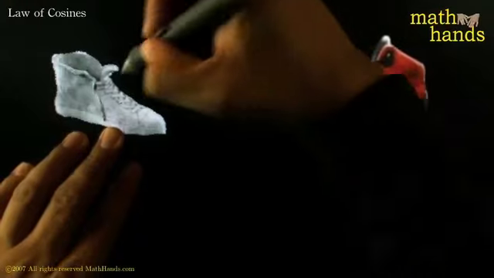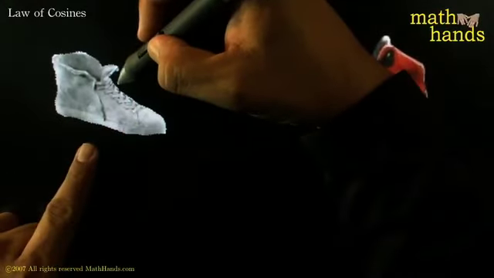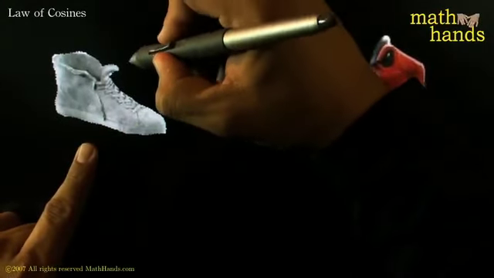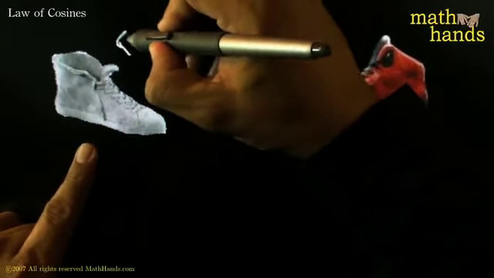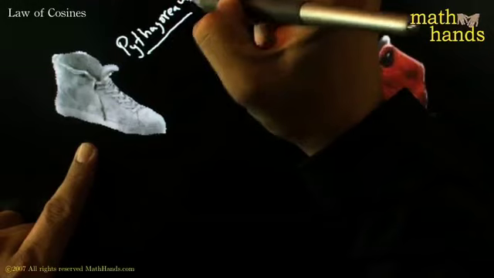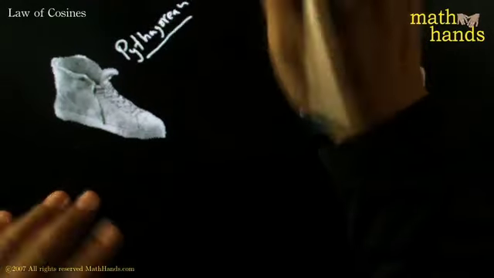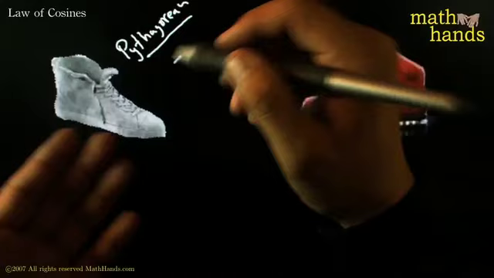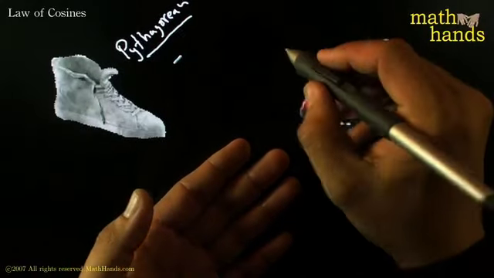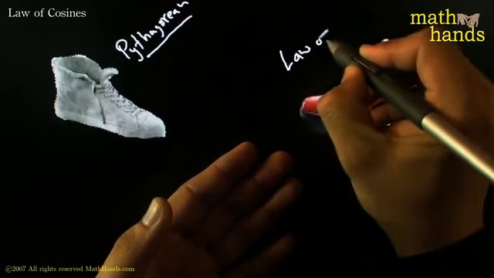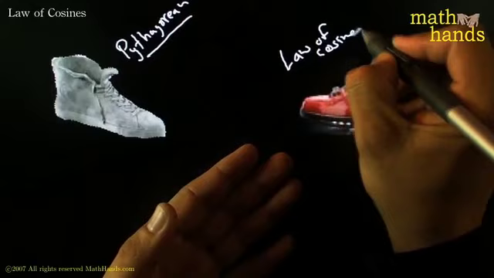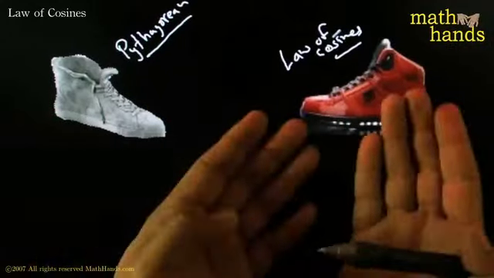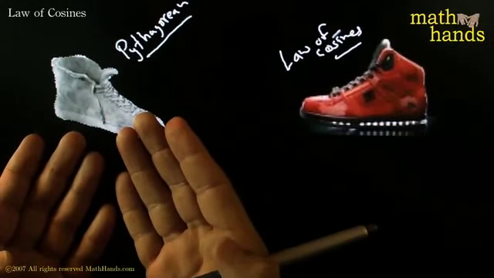Right here, this is the Pythagorean theorem. An old shoe. You can think about it that way. There's no judgment, by the way. I got nothing against old shoes. For sure, they've served their purpose. You can think about this as the Pythagorean theorem, and the way you can think about the law of cosines is a brand new shoe like this. The law of cosines. So it's a brand new and improved version of the Pythagorean theorem.